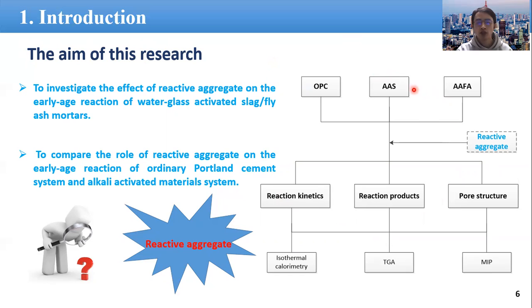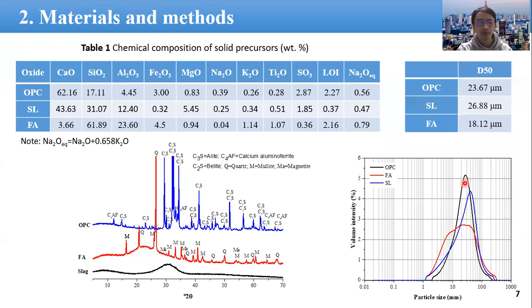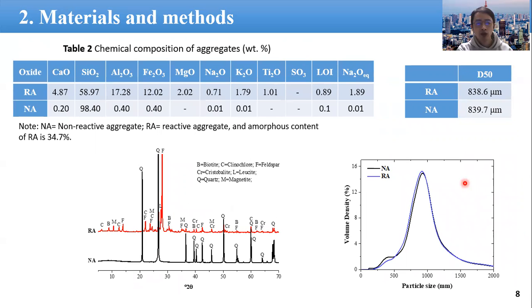This is a flow chart of the experimental procedures. The focus of this research is to investigate the effect of reactive aggregate on the reaction kinetics, reaction products, and the pore structures of the specimen. These tables and figures show the physical and chemical properties of the solid precursors used in this study. And this table and figure show the physical and chemical properties of the aggregate used in this research. We have tried our best to keep a similar size distribution of the aggregate used in these studies.